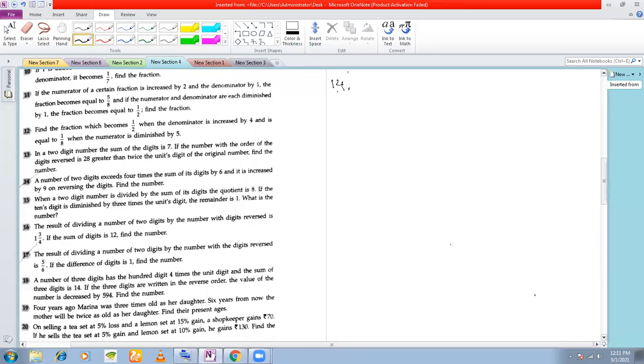And the second condition is given also, and it is increased by 9 on reversing the digits. Find the number. Okay, which one? What is increased by 9? The difference. Okay, the difference of the digits is increased by 9 on reversing the digits. So I start by saying, let the tens and units digit of the original number be x and y respectively.